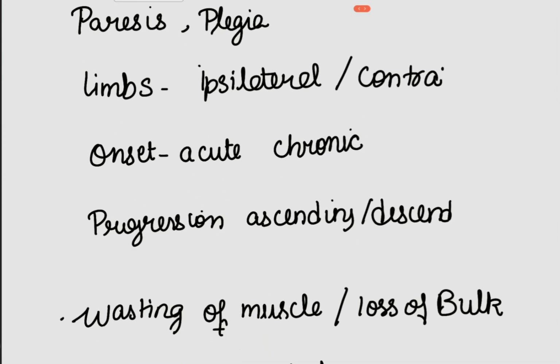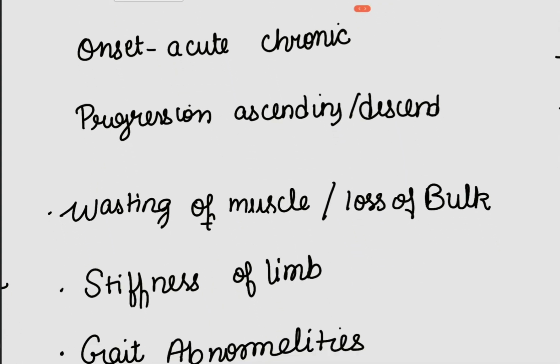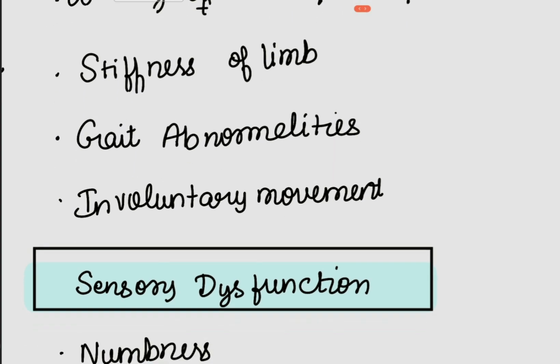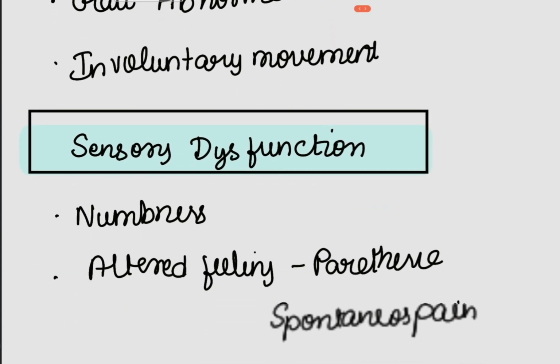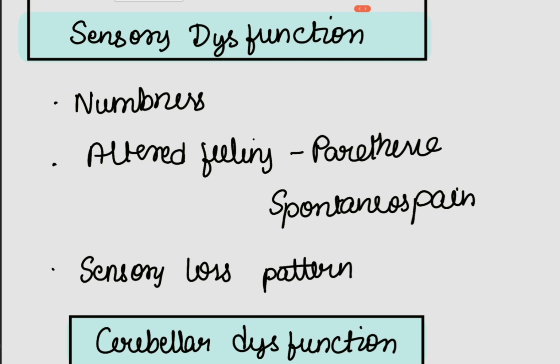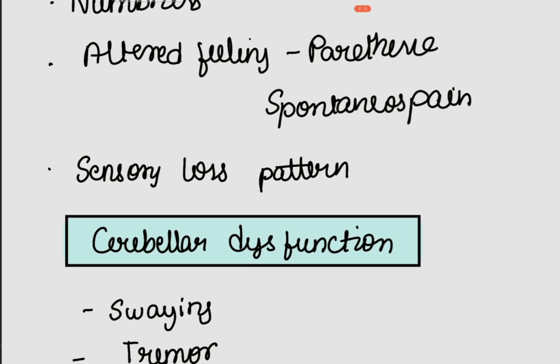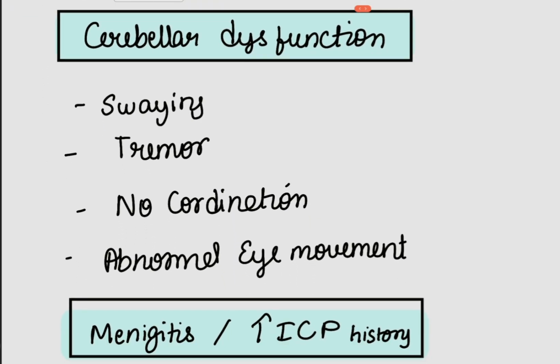or contralateral, onset, acute or chronic, progression, was it ascending or descending in progression, wasting of muscles or loss of bulk. Usually you see a stroke patient with loss of bulk. And then we have stiffness of limbs, gait abnormalities, involuntary movement. Then we'll ask questions related to sensory dysfunction such as numbness, altered feeling, paresthesia or spontaneous pain. Then sensory loss pattern. Then we'll ask questions related to cerebellar dysfunction.